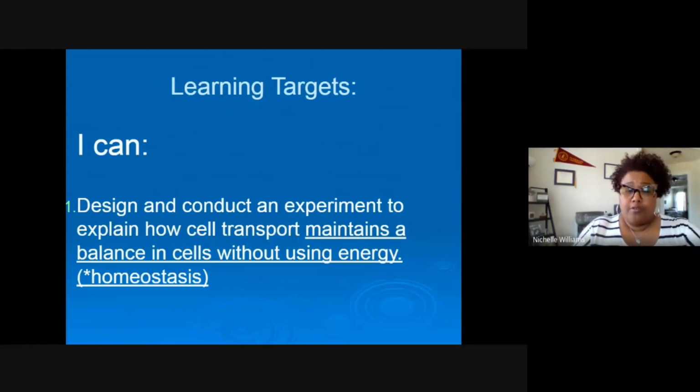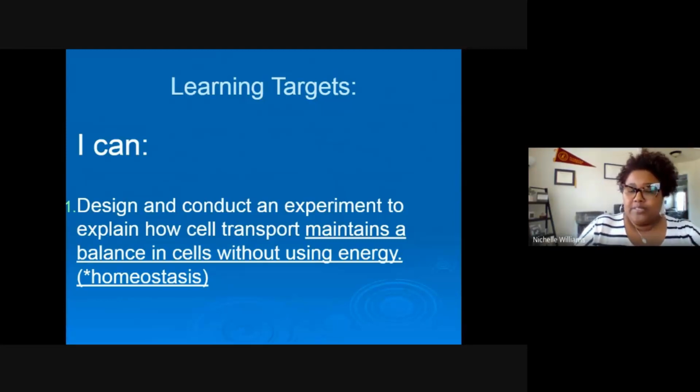So our learning target for today, we just really have one. I can design and conduct an experiment to explain how cell transport maintains a balance in cells without using energy. So that's what we're focusing on today. Now, tomorrow, our learning target will be similar, but it will be focusing on maintaining that balance while using energy. But today, we're going to simply focus on this, okay?